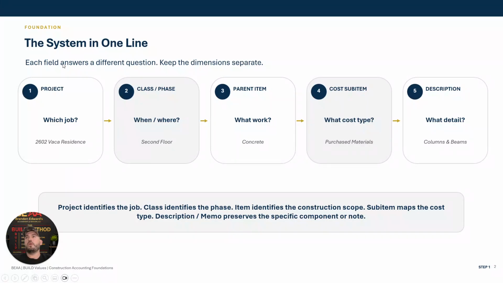So the system in one line, each field answers a different question. Keep the dimensions separate. The idea is we wanted to track the dimensions by cost type and by phase for this particular client, and QuickBooks Online does allow us to do that. We can also do it on Enterprise by using classes as well. However, in this case, we were using QuickBooks Online Advanced for this client. So we should be asking ourselves these questions on these steps.